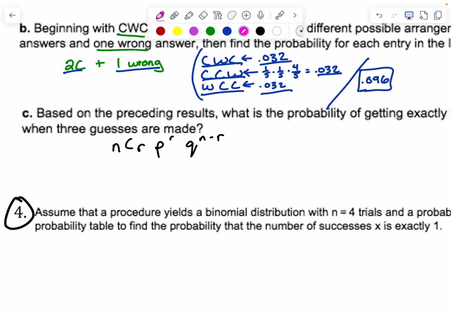So nCr, we have how many questions? 3, and I want to get how many correct? 2 correct. P is the probability of me getting those correct. What's the chances of me getting it correct? 0.2, which is 1/5, and I want 2 of those to be correct. What's the chances of me getting it incorrect? 0.8. And how many of them am I going to get incorrect? 1. Okay, plug that into your calculator and see what you get.